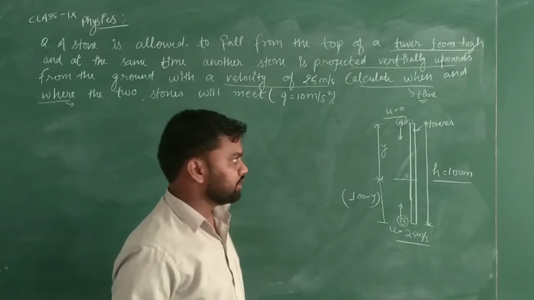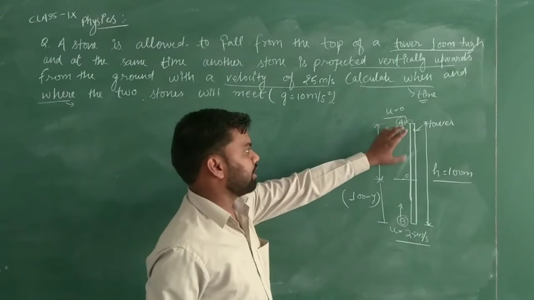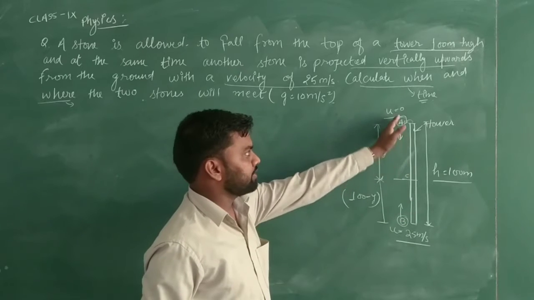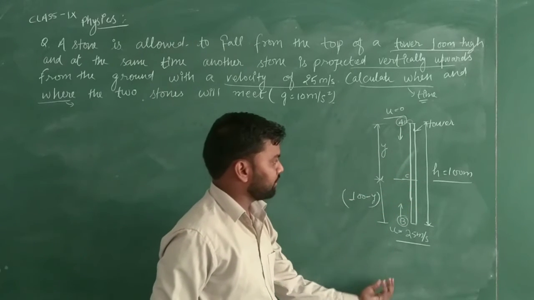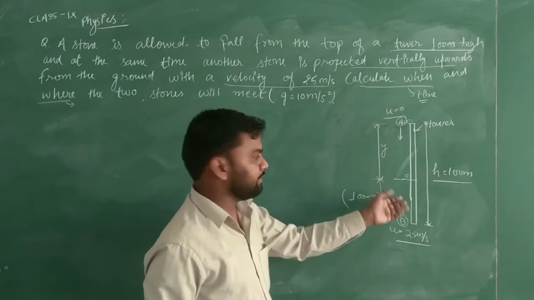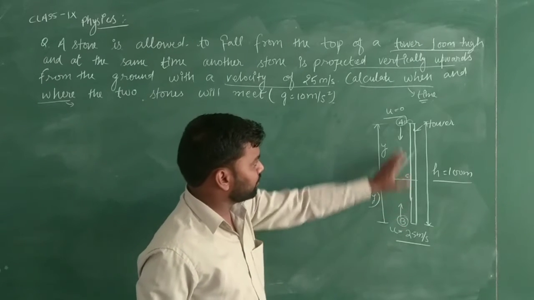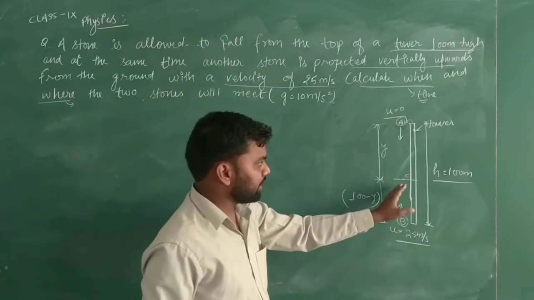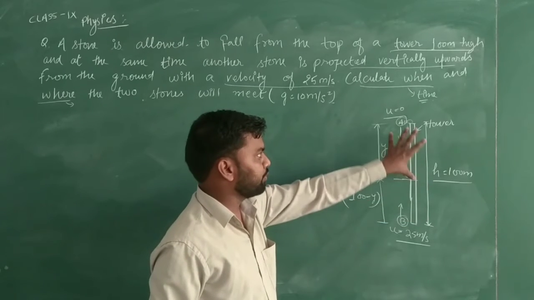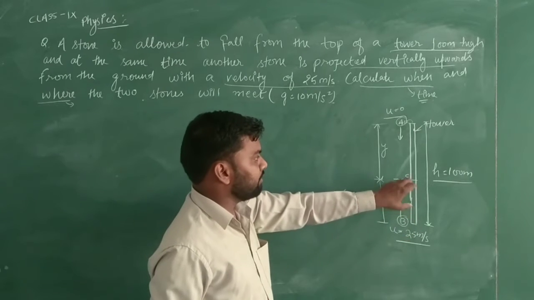Why are we doing this? Suppose it is meeting after 20 meter, it is traveling 20 meter. Then what will be the distance from the lower side? It will be 80 meter, after which both the objects will meet at the point C. We are considering a point C where both the objects will meet.